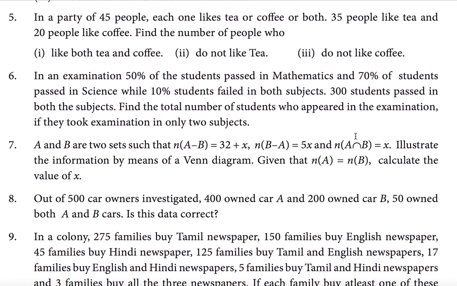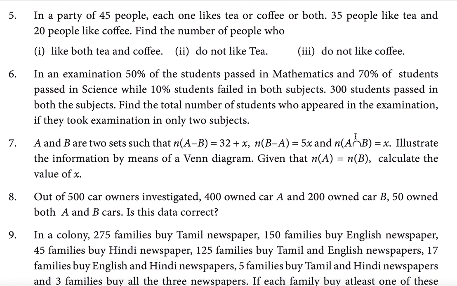Now we will move on to the next problem. In a party of 45 people, each one likes tea or coffee or both. 35 people like tea and 20 people like coffee. Find the number of people who like both tea and coffee. Both tea and coffee means union problem. Out of a party of 45 people, each one likes tea or coffee or both.